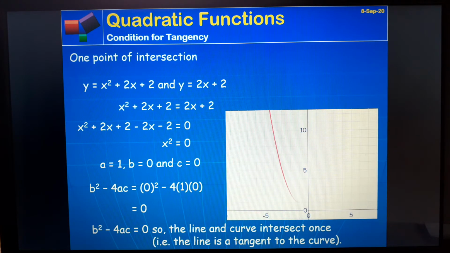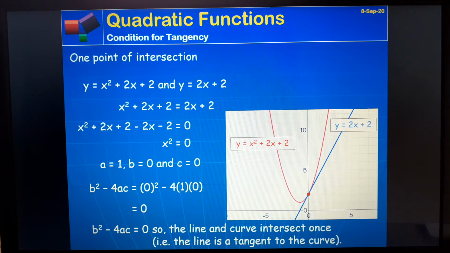Now that means that if the line and the quadratic meet once, that means that the line is a tangent to the quadratic, the parabola. It's a tangent to the curve. If you have a line meeting a curve at one point only, you have found that it is a tangent to the curve.